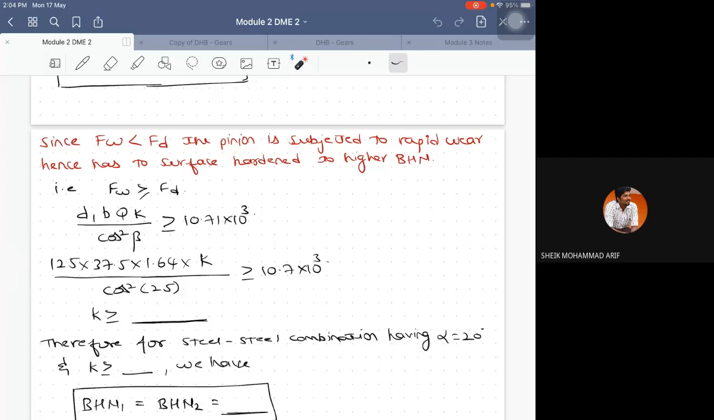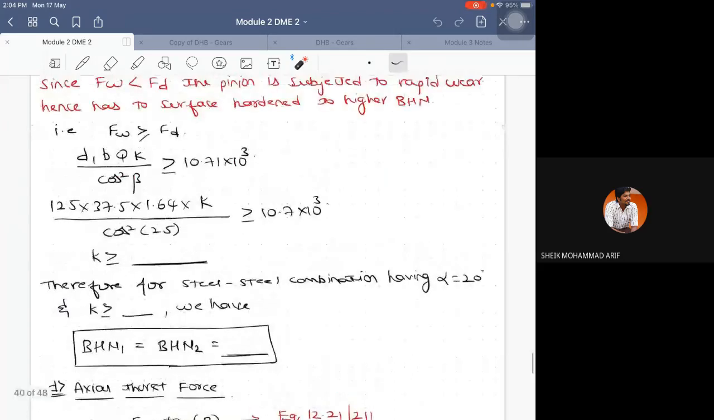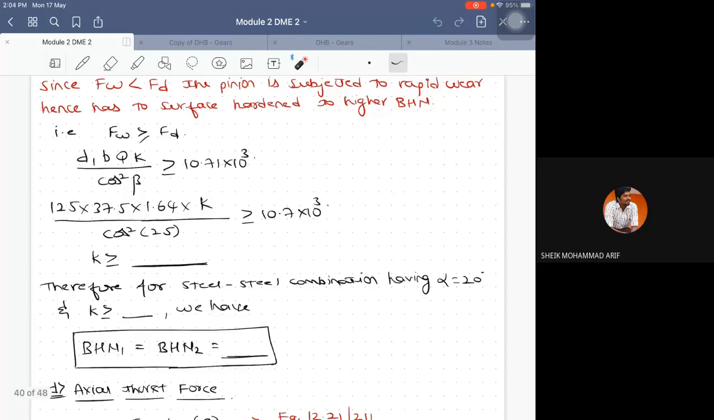Okay, for alpha equals 20 and steel combo, first you need to calculate the value of K in order to judge your BHN1 and BHN2. So this is why we are doing this. Why? Because your wear load value came below the dynamic load value. Okay, always the dynamic load value should be smaller, I told you. But your wear load value came below the dynamic load value. That is the reason you are increasing the surface hardness, that is the BHN, Brinell hardness number values. How are we doing it? For that, you need the value of K. Thereby, you are extracting K from this sort of equation. Okay. Now, give me the value of K.